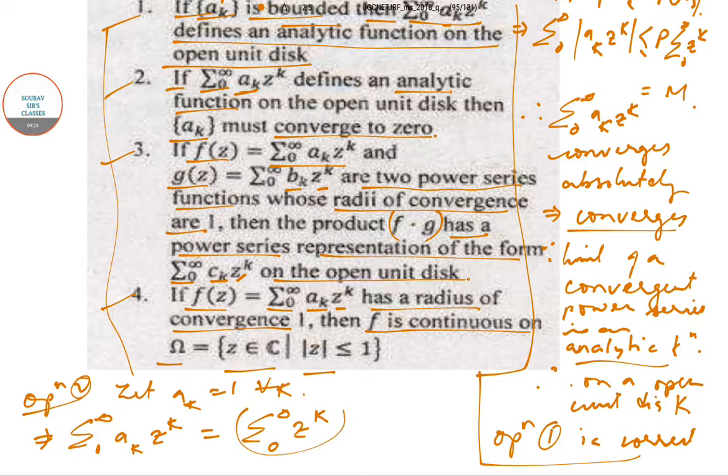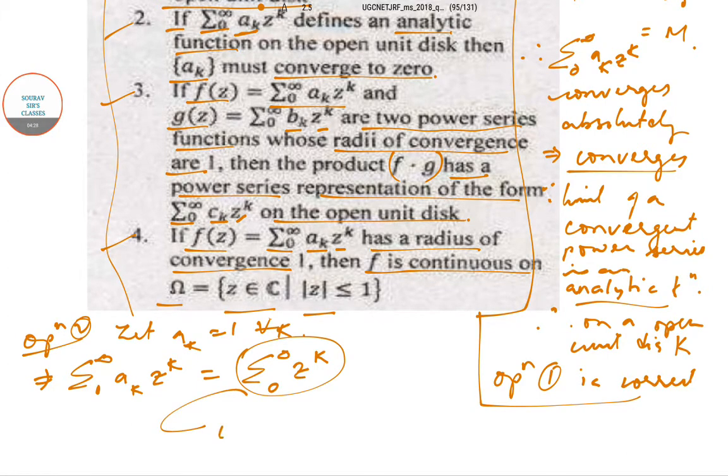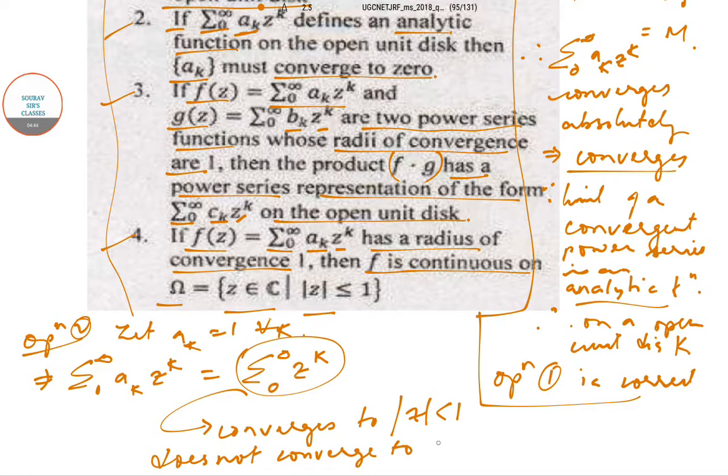And we know that the summation from 0 to infinity of z^k converges for mod of z less than 1. And we can definitely then say that a_k does not converge to 0.